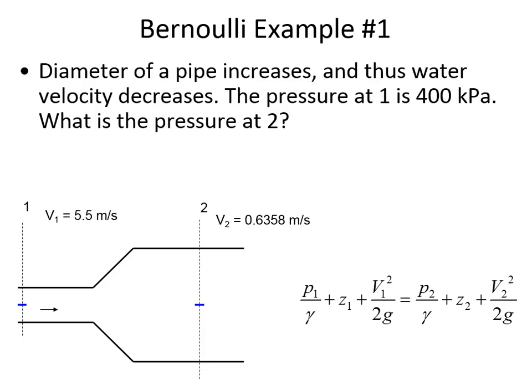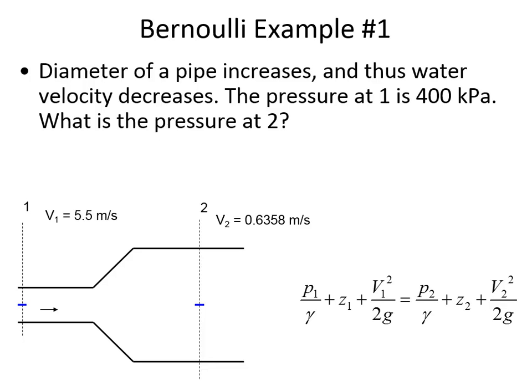Let's apply Bernoulli's equation here, where we've got a pipe and the diameter is increasing, and therefore the velocity is decreasing. So the inlet is 5.5 meters per second, and the outlet from this pipe transition is 0.6358 meters per second. So since the velocity went down, the pressure is going to have to change. Will the pressure increase or decrease at location 2? The pressure is going to go up or go down because the velocity went down.